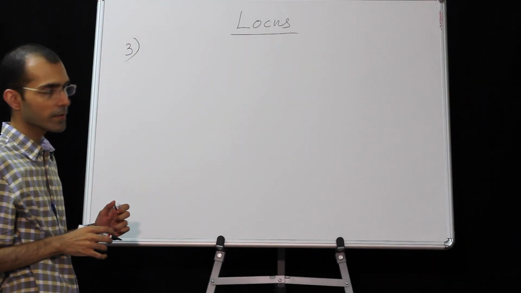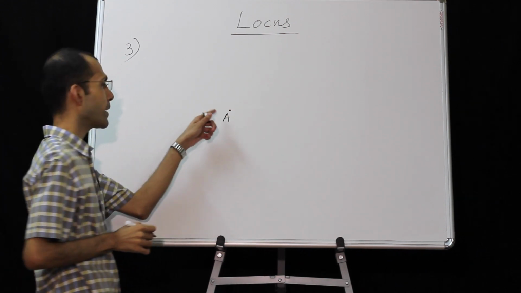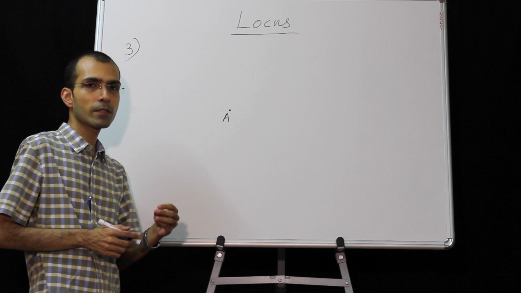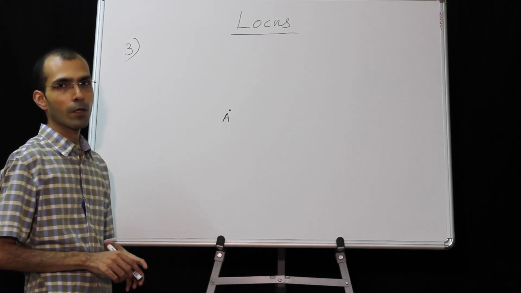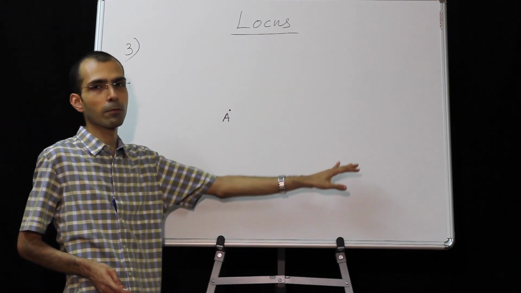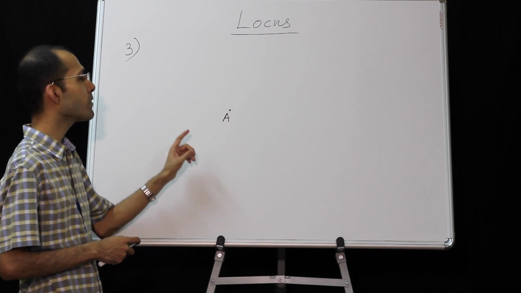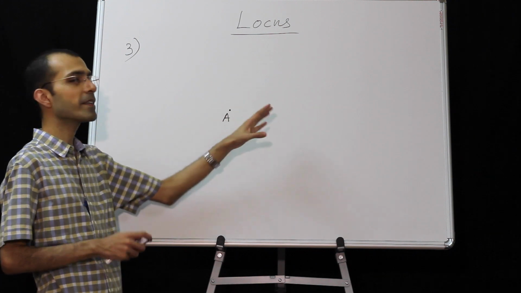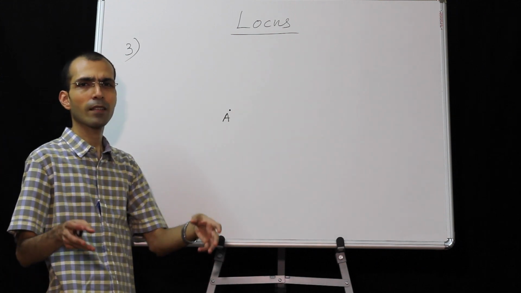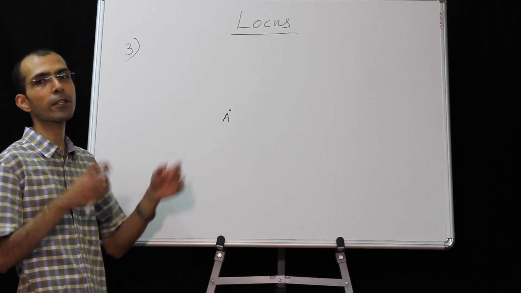Third concept of locus. A is a fixed point. We wish to find the locus of point P. Now what is the condition imposed on point P? P is free to move anywhere on this whiteboard, but we are going to impose some condition on it. It should always be at the same distance from the fixed point A. Wherever P may be, it should be at the same distance from point A at any given point of time.